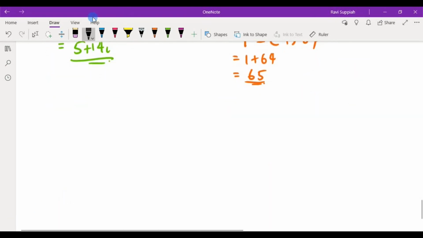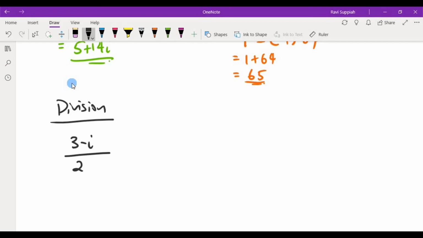Now for division, we are going to see how we can approach division with complex numbers in their current form. So let's look at this example here: 3 minus i divided by 2 plus 7i.